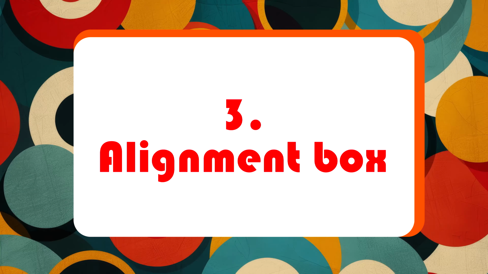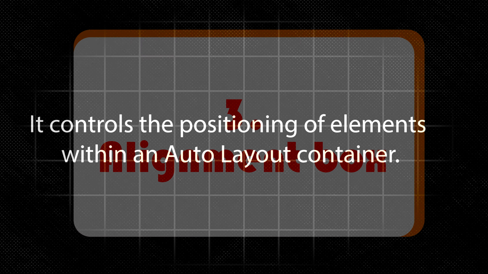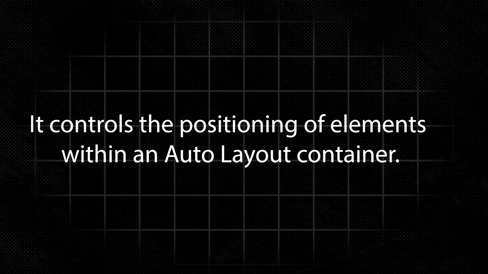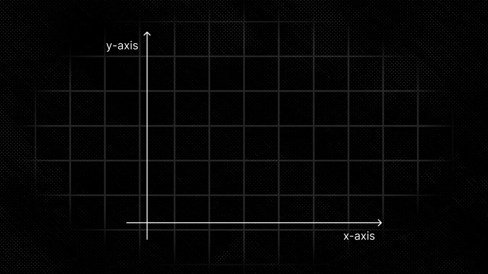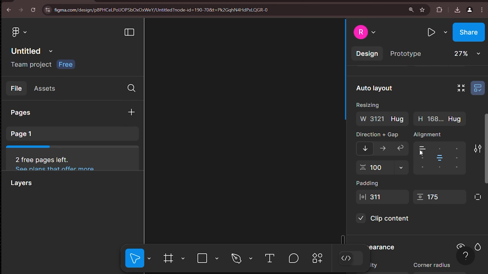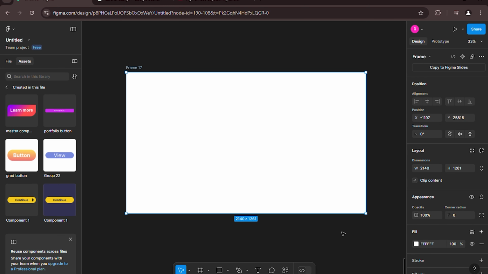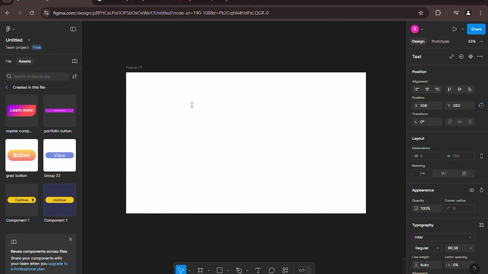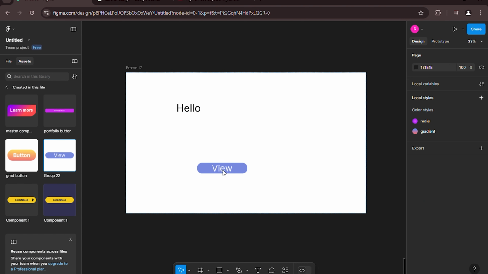Now let's talk about alignment box, which controls the positioning of elements within an auto layout container. It's especially useful for aligning items along the X or Y axis inside a container. You can align items to the top, bottom, left, right, center, or use stretch to make them fill the entire axis. Imagine a vertical stack of items inside a card. If you want the text to align to the top and the button to align at the bottom, you can adjust the alignment box for each item.